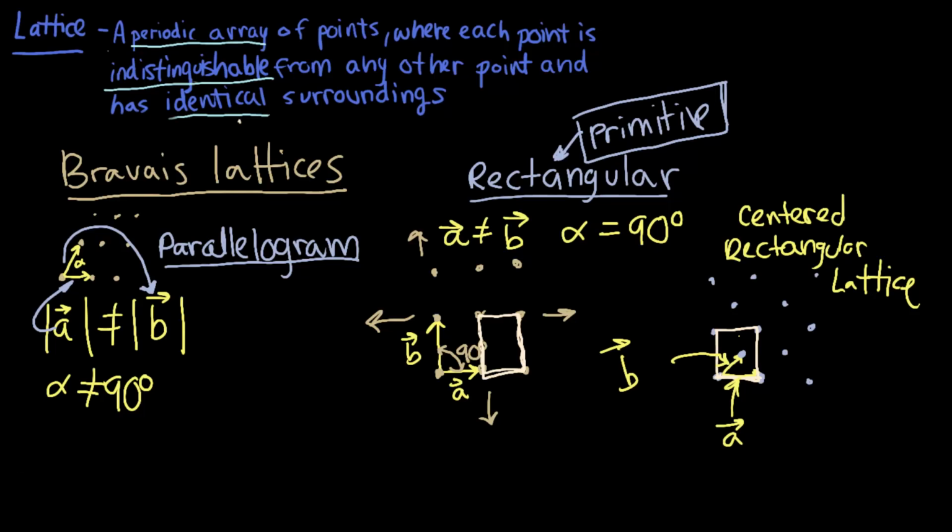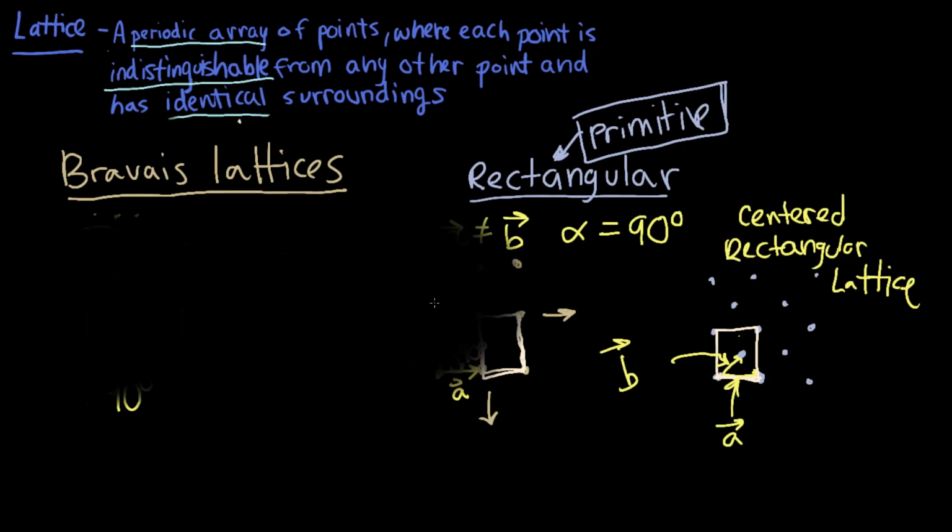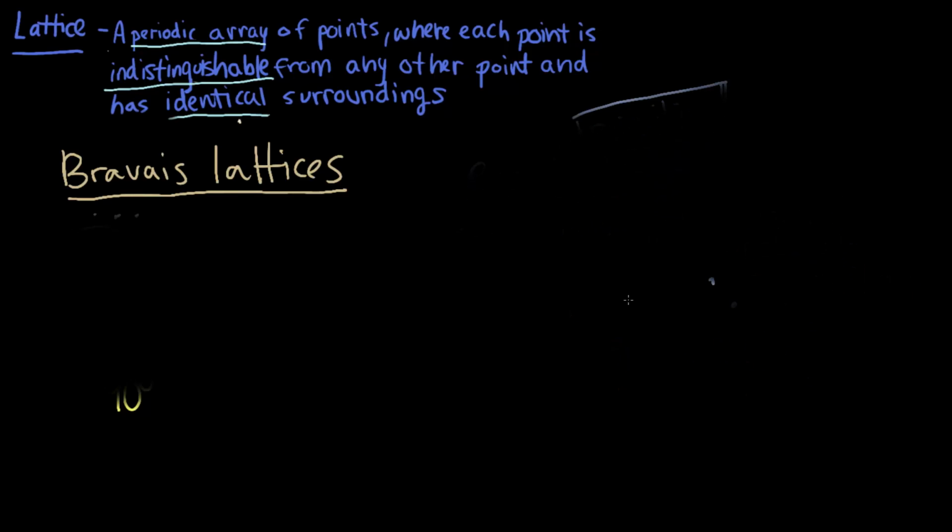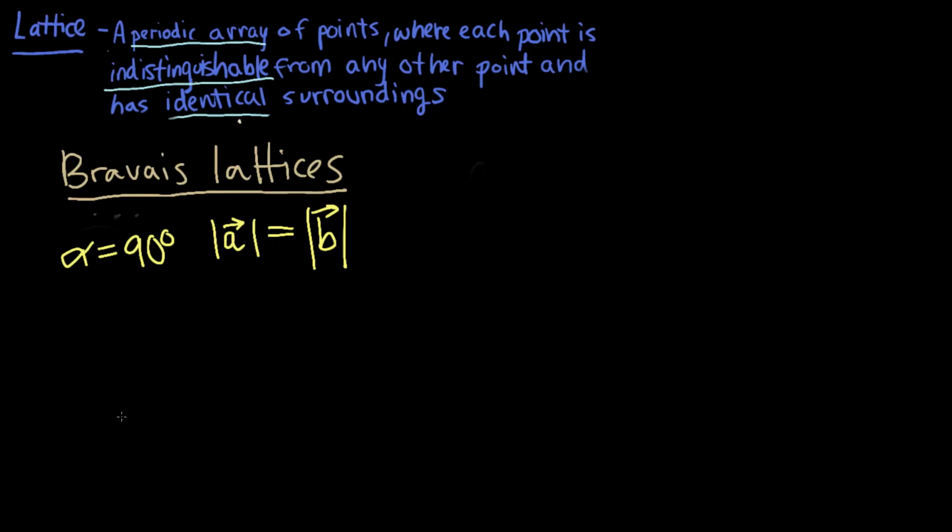So I'm running out of space here, so I will erase some of what we've shown to show you the last two Bravais lattices in 2 dimensions. We also have a square lattice. In this case, alpha is equal to 90 degrees, and I think you can guess that the magnitude of A is equal to the magnitude of B. In this case, so I will draw out B and A, trying to make them roughly the same, trying to make them exactly the same.